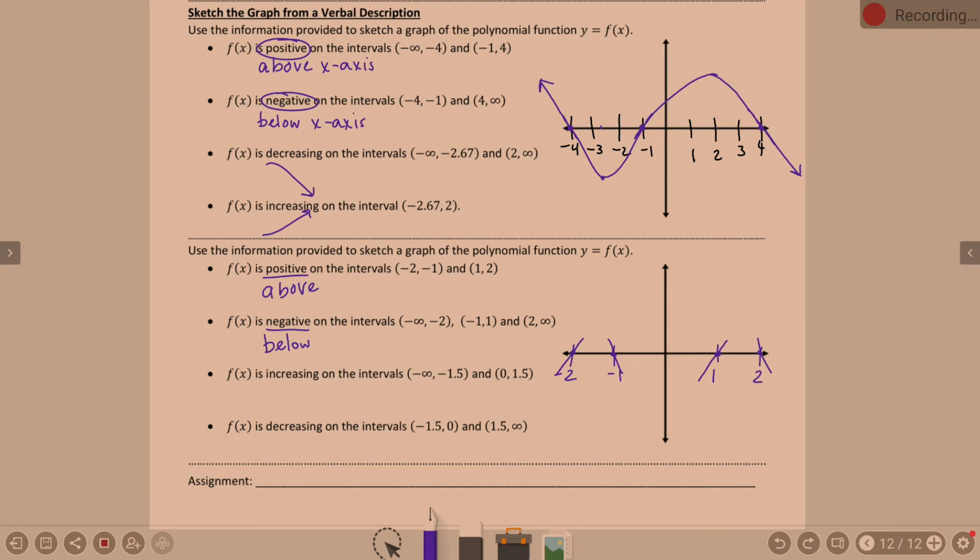Now, the important part, if we're increasing here, we're increasing to a maximum. So I'm going to increase to above -1.5. And I'm going to increase from 0, which keep in mind, 0 is going to be down here. It's going to be below, right? And we're going to increase from 0 to 1.5. Decreasing, we're angling down. So from -1.5 to 0 and 1.5 to infinity.